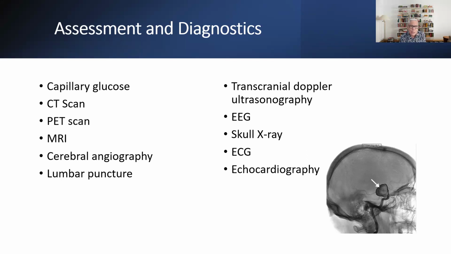It's not going to be as critical to be done during the first hours, but they could be ordered later on. MRI also could show hemorrhage, as well as cerebral angiography. And this is going to help determine the specific cause of the stroke. And lastly, lumbar puncture. So what is the value of having a lumbar puncture?